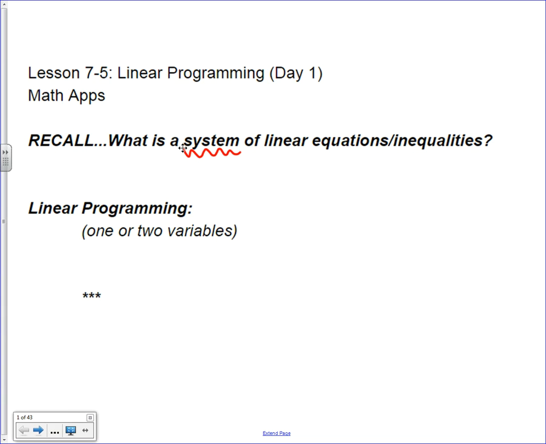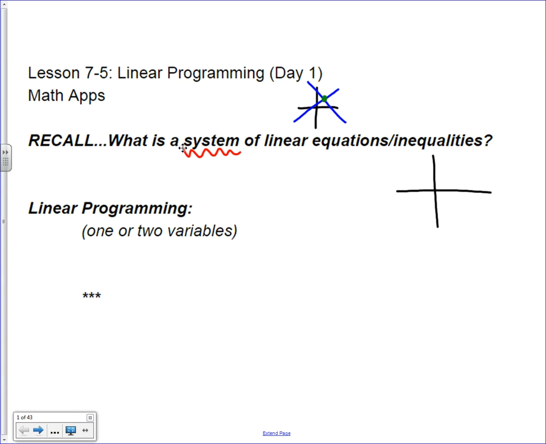For a linear equation, the answer is where the two lines intersect. So for example, if I have a coordinate plane and I have two lines, because these are equations, the answer to this system is where they cross. It's their intersection.